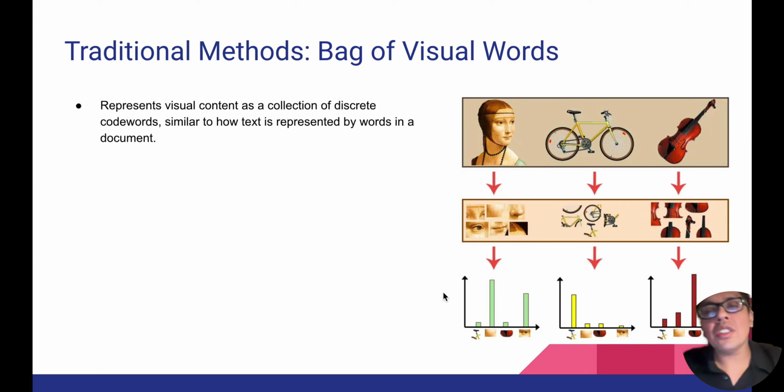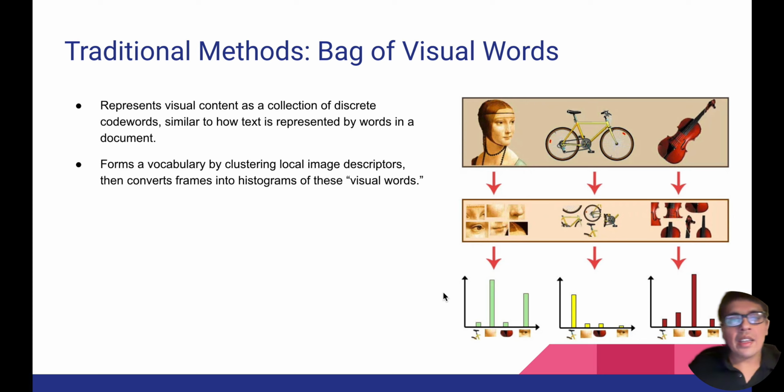Essentially, we take images and break them down into logically separated segments, which I'll get into in the segment separation part pretty soon. This bag of words, or this segmented separation of pieces of an object or a scene, forms what's called a vocabulary, by clustering all the image descriptors, and then it converts the frames into histograms of these visual words.